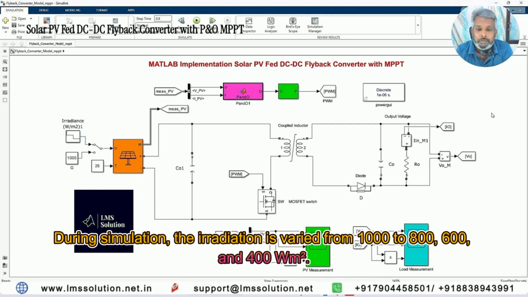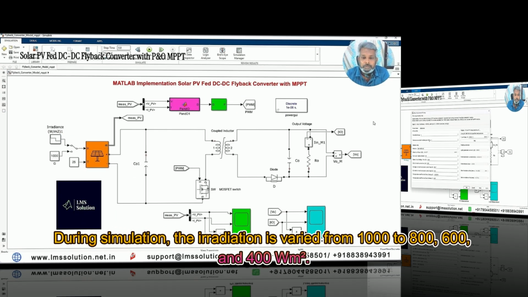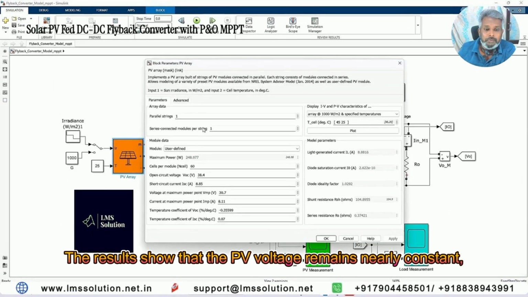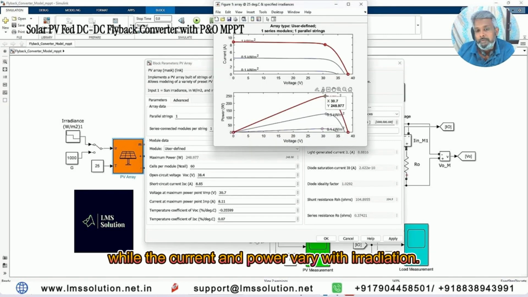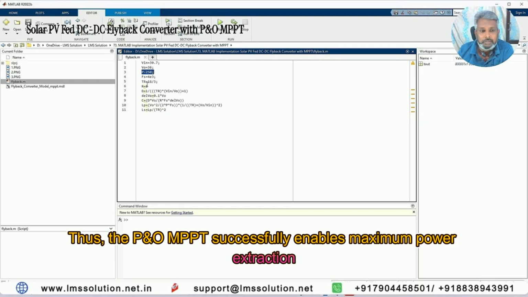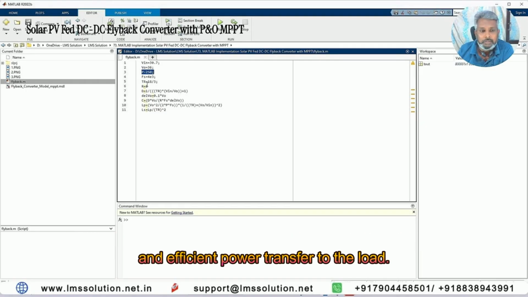During simulation, the irradiation is varied from 1000 to 800, 600, and 400 W/m². The results show that the PV voltage remains nearly constant while the current and power vary with irradiation. Thus, the P&O MPPT successfully enables maximum power extraction and efficient power transfer to the load.